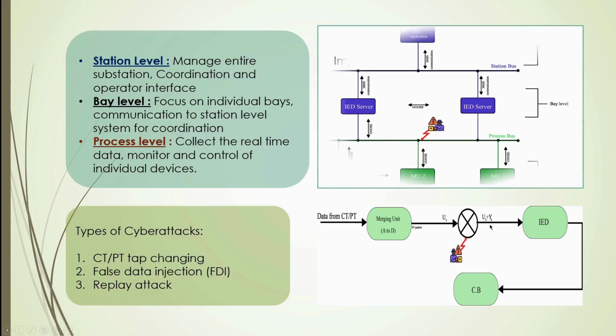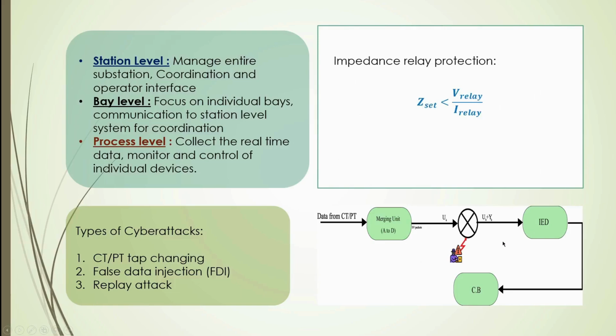And the third one is replay attack. In a replay attack, the cyber attacker will record all the readings during an actual fault condition of the system. Then he is going to use the same voltage and current parameters to attack the substation. These are the three kinds of cyber attacks we are going to see in this video.